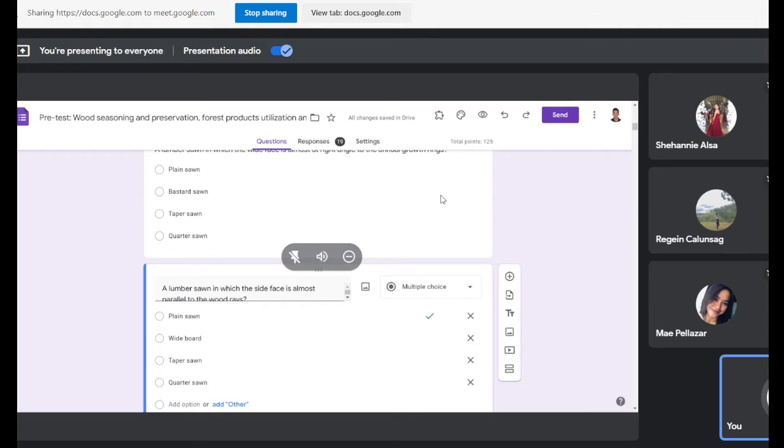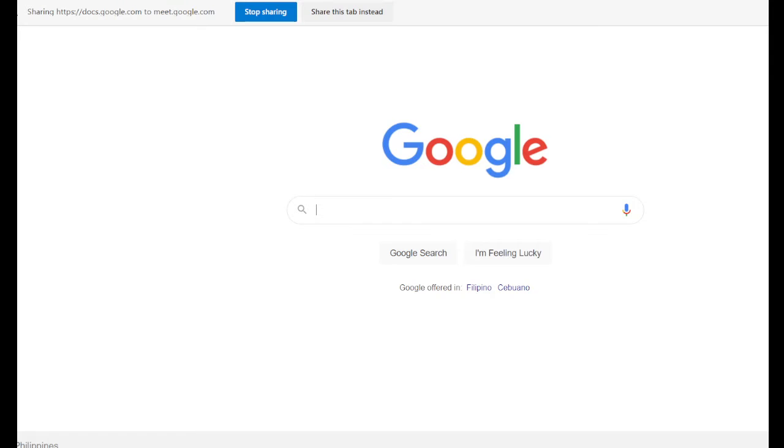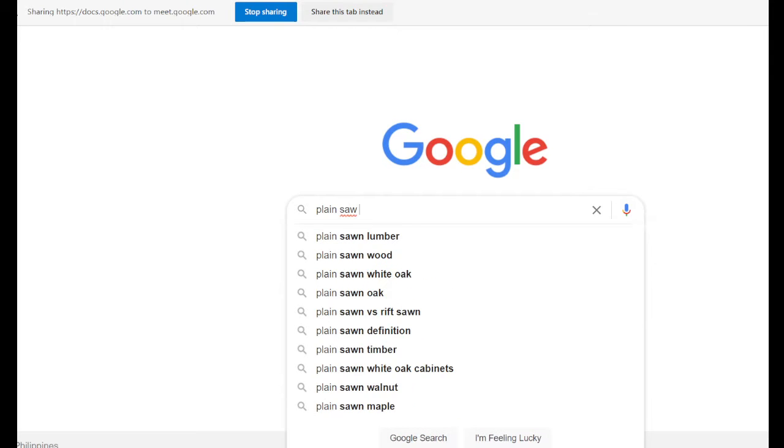Ma-picture out ninyong anong kalainan sa quarter sawn o sa plain sawn. Mag-change ko tab ha. Kailangan open ko og plain sawn.